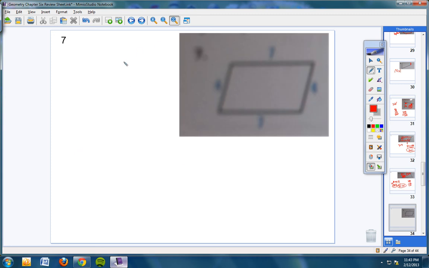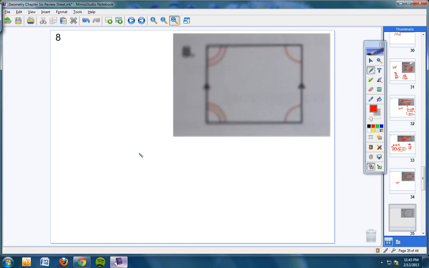All right, number 7. Let's see if we can't make this a little better. That's a 4, that's a 4, that's a 7, and that's a 7. The directions say, tell whether the quadrilateral is a parallelogram. Tell why or why not. First of all, one of the ways to prove that a quadrilateral is a parallelogram is if both sets of opposite sides are congruent. Well, this is congruent, and these two sides are congruent. So yes, we have a parallelogram. That's one of the ways to prove that.